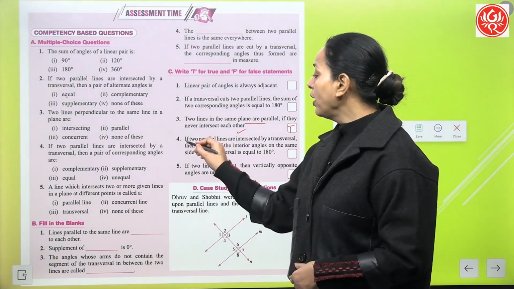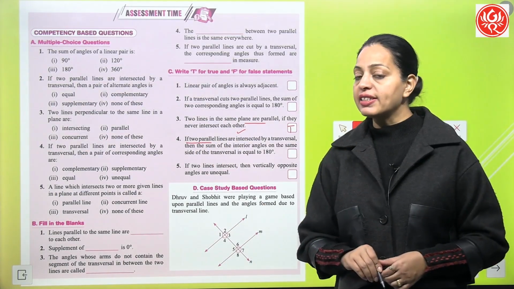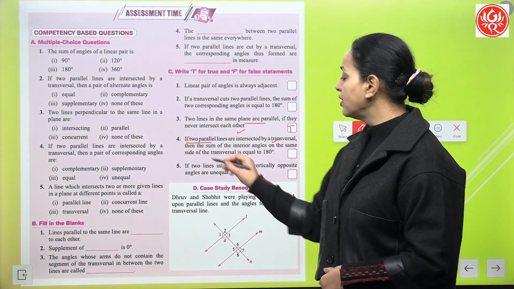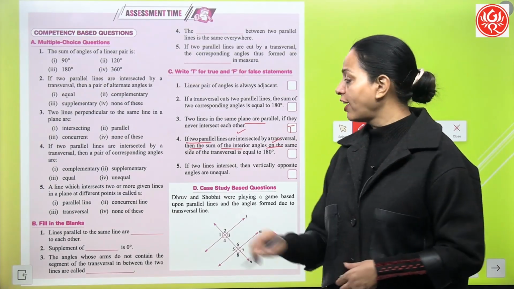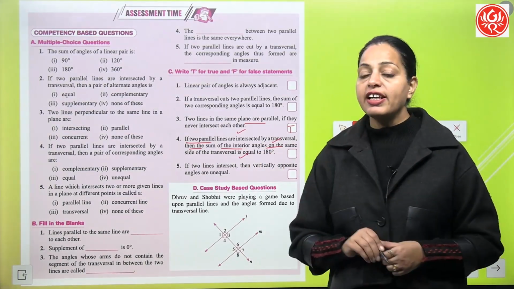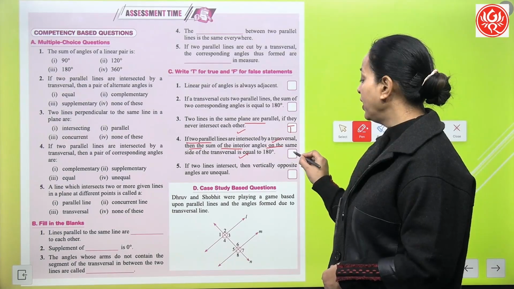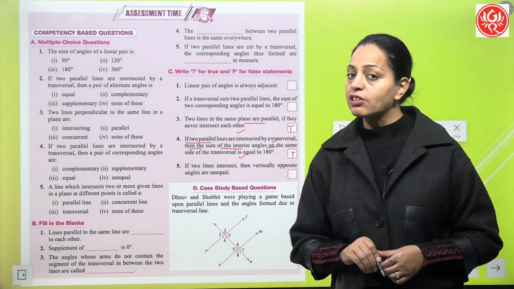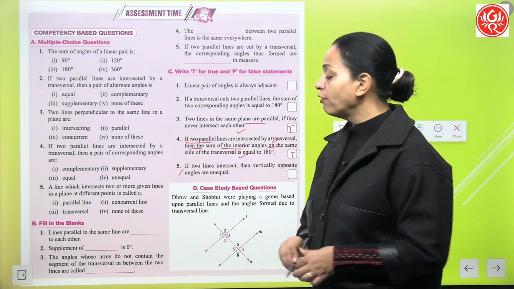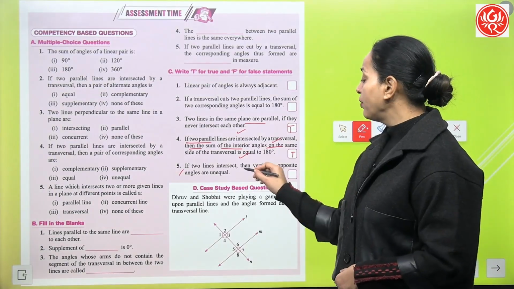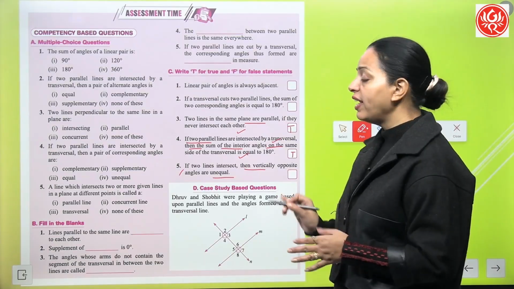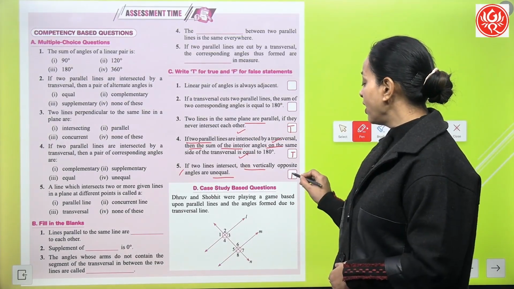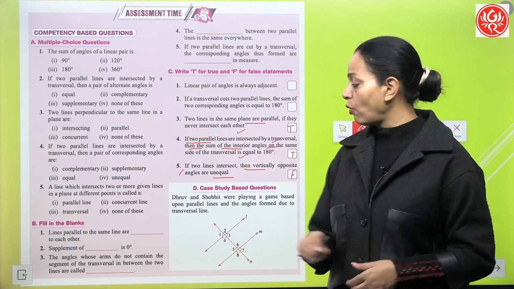The fourth one, if two parallel lines are intersected by a transversal, then the sum of the interior angles on the same side of the transversal is equal to 180 degrees. Yes, this is true. The fifth one, if two lines intersect, then vertically opposite angles are unequal. No, always equal. So this statement is false, right?